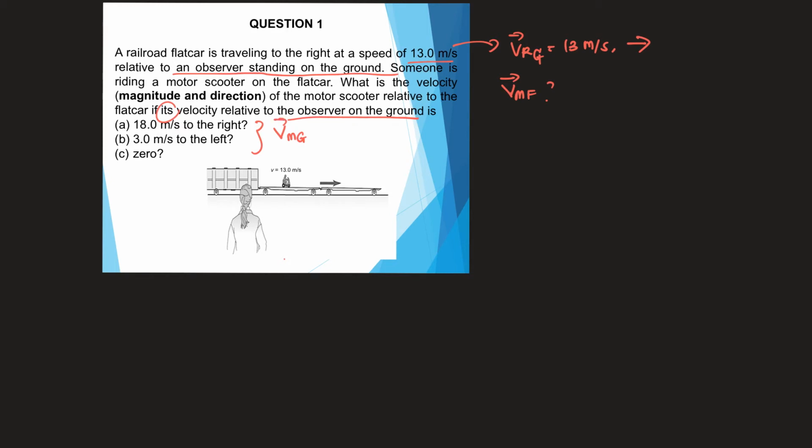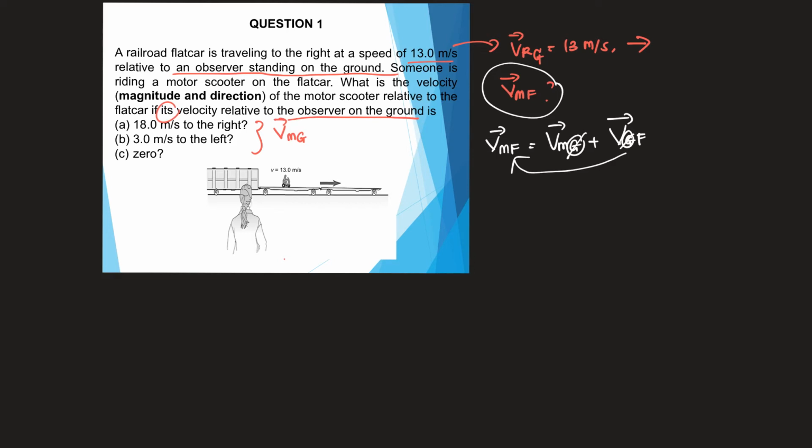Definitely the first step that we are going to do is come up with the vector equations. The question asks you to find the velocity of the motor relative to the flat car. So the velocity of the motor relative to the flat car will be equal to the velocity of the motor relative to the ground plus the velocity of the ground relative to the flat car. Make sure the middle has the same subscript, because we are going to cancel it out, so you're going to get the original one.